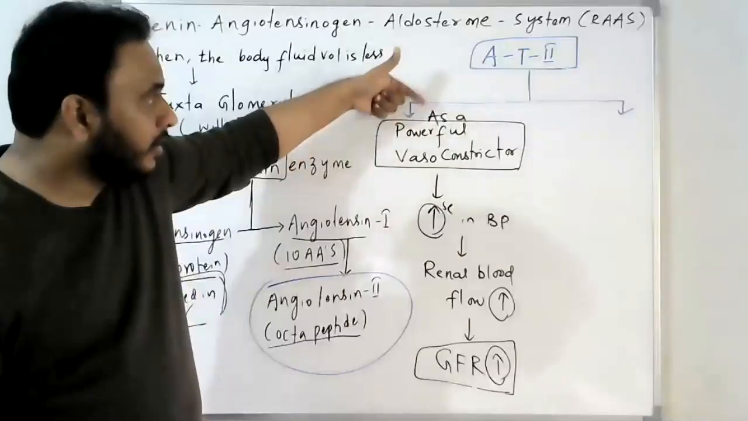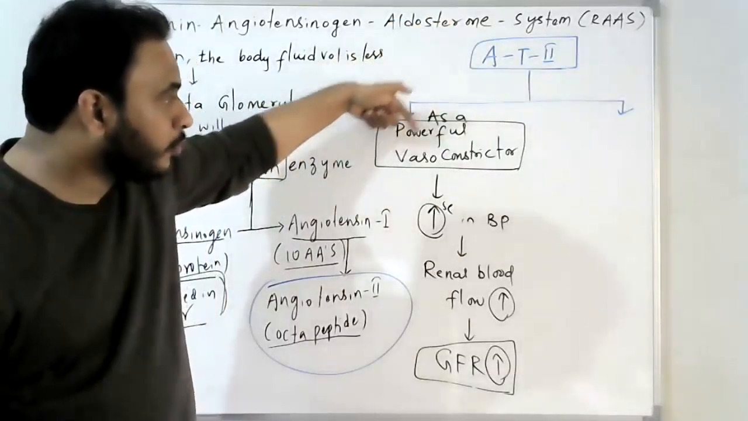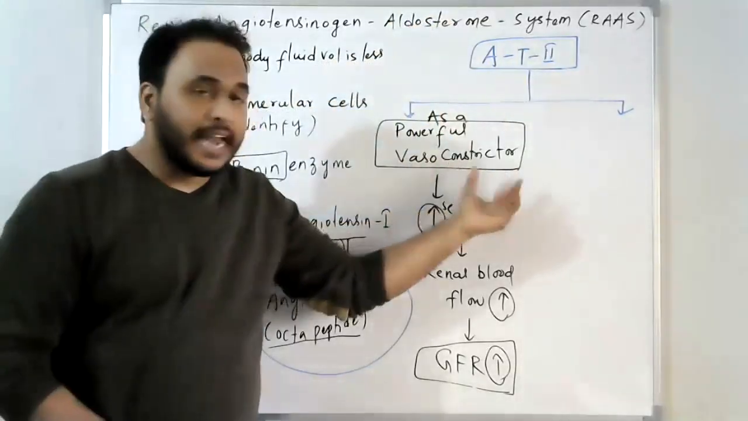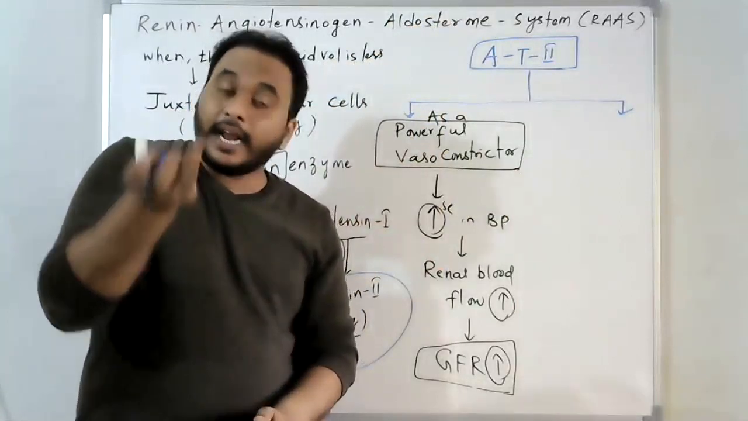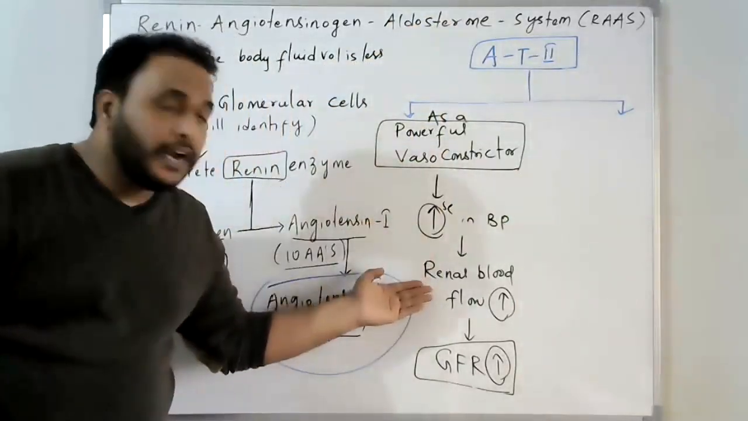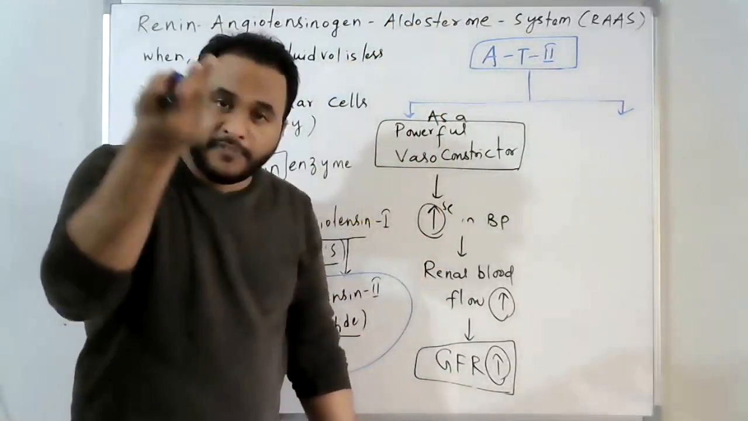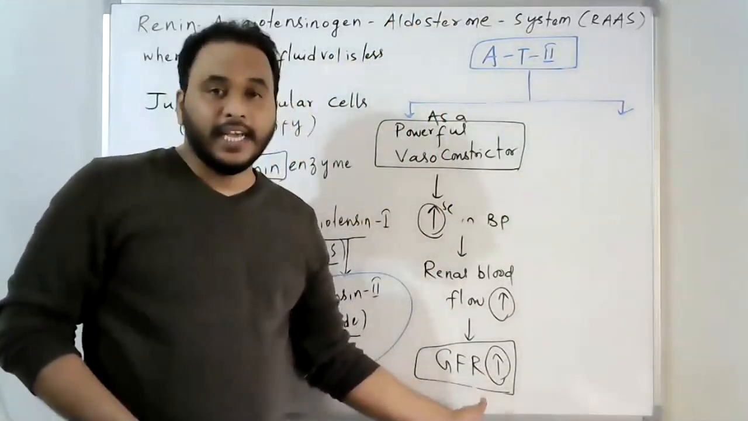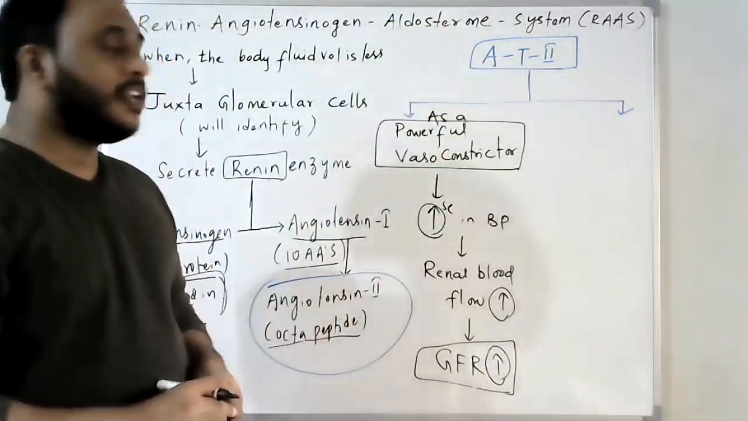Once again, I'm repeating, this angiotensin 2 is a powerful vasoconstrictor. That means it narrows the blood vessels so that the blood pressure will become high. As a result, the renal blood flow to the glomerulus will be increased, and thereby the glomerular filtration rate will be increased. This is one effect of this angiotensin 2.